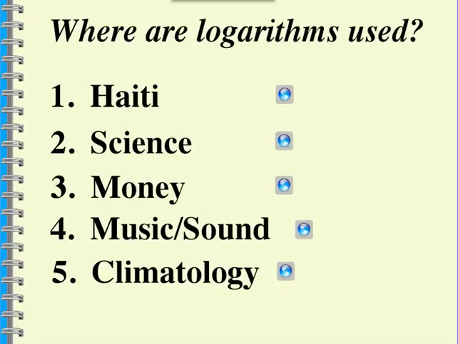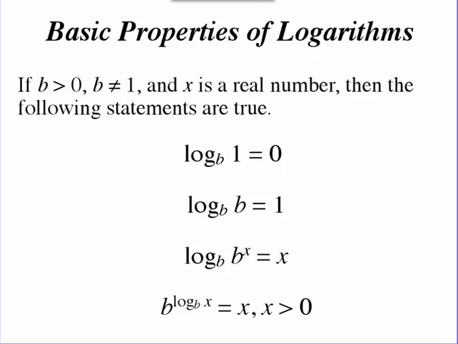Now, we're going to go ahead and look at the basic properties of logarithms. You need to go ahead and get these down. There are 4 of them. If b is greater than 0, b cannot equal 1, and x is a real number, then the following statements are true. I'll let you go ahead and get those down, and then we'll talk about them.